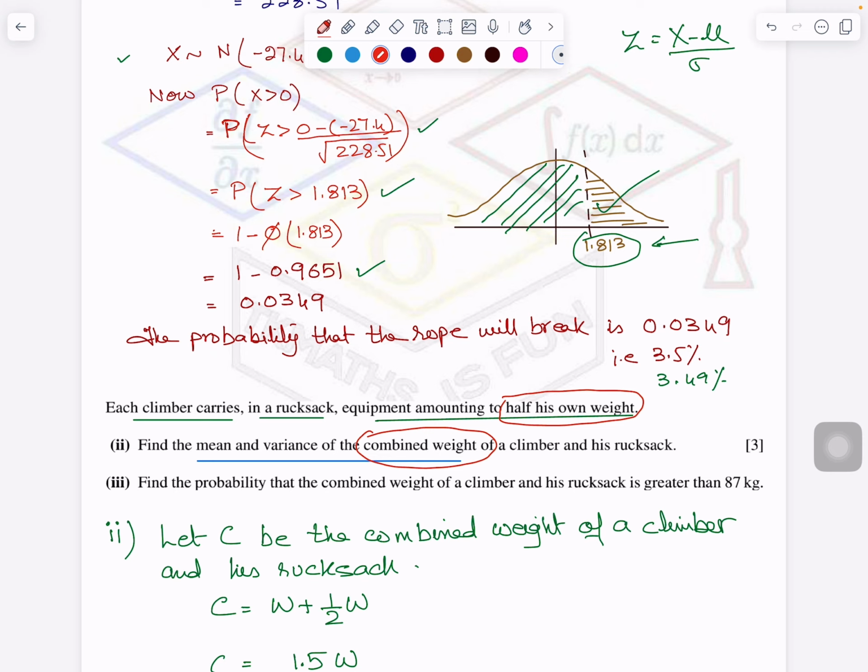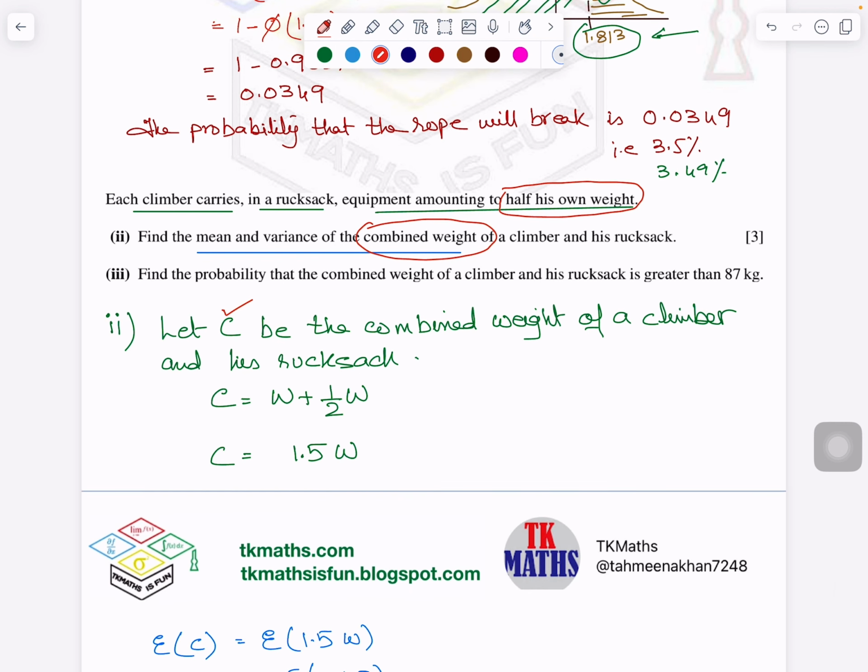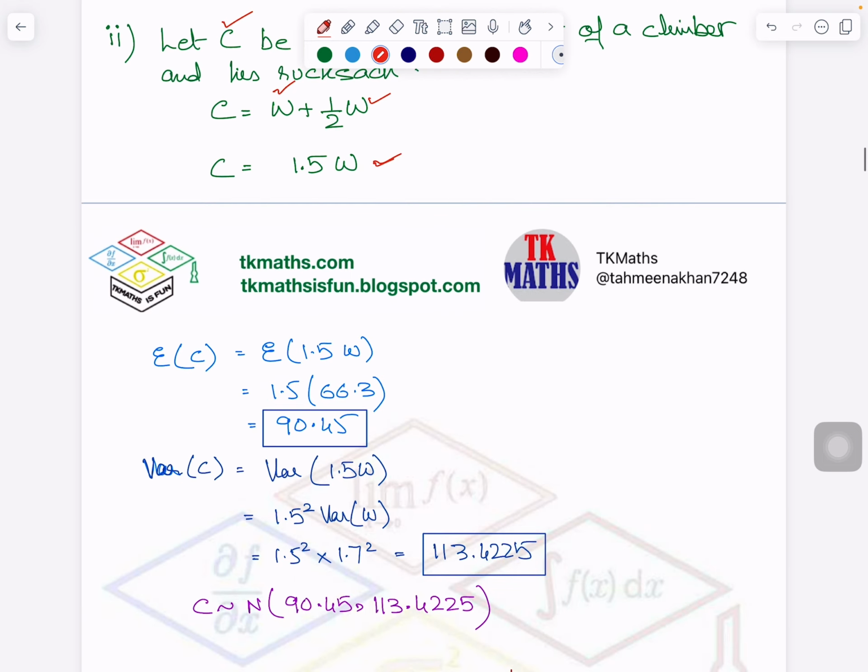So we are referring to it by the letter C. That is your choice. So I can say that C is equal to W plus half of W. This is the weight of the climber and this is the weight of the rucksack. So now it is actually equal to what? 1.5 W. Agreed? So I have gotten the equation here. Now I will find out the mean and variance of 1.5 W. I have done it here for you.